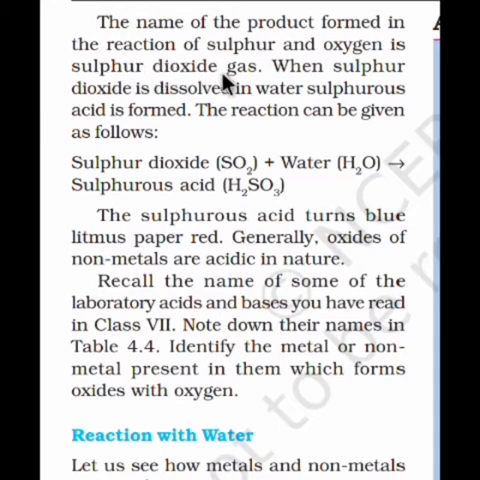And then we add water inside the glass jar, so that the sulfur dioxide reacts with the water molecules. As you can see here, sulfur dioxide plus water gives you sulfurous acid. There is H2SO4, the formula of sulfuric acid, but here it is H2SO3, where the 3 stands for sulfurous acid. When sulfur dioxide is dissolved in water, sulfurous acid is formed. The reaction can be written exactly like this.